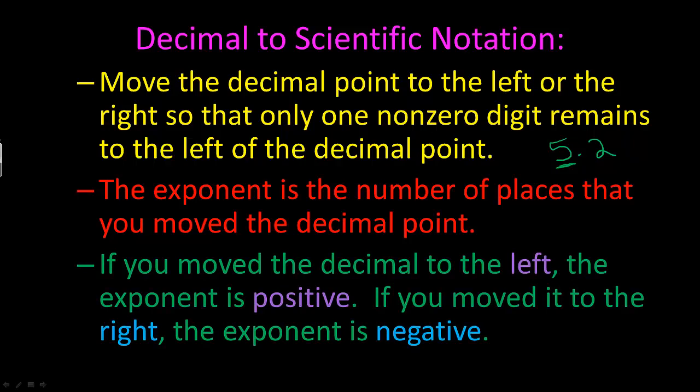The exponent is the number of places that you moved the decimal point. If you moved the decimal point to the left, the exponent will be positive. If you moved it to the right, the exponent is negative.